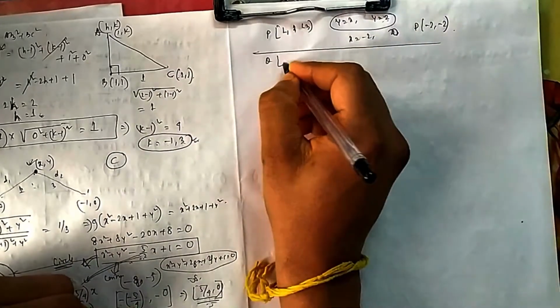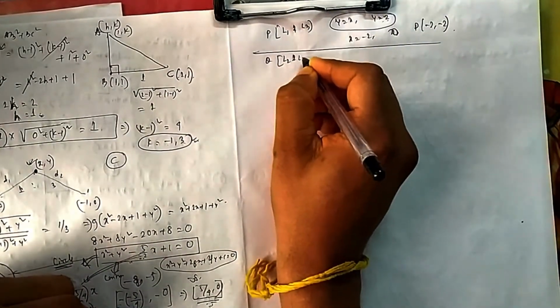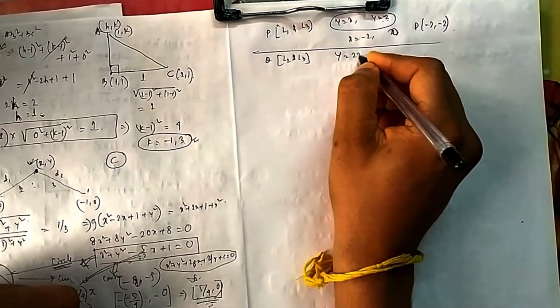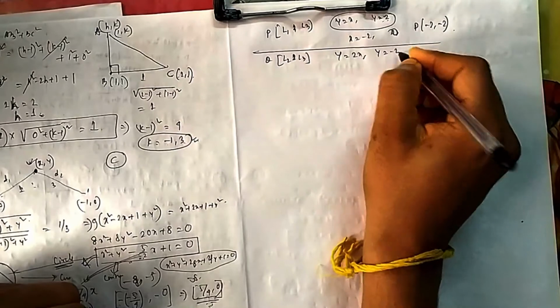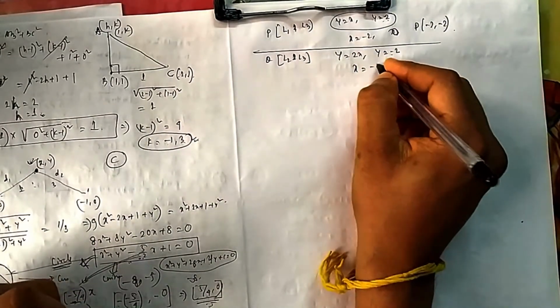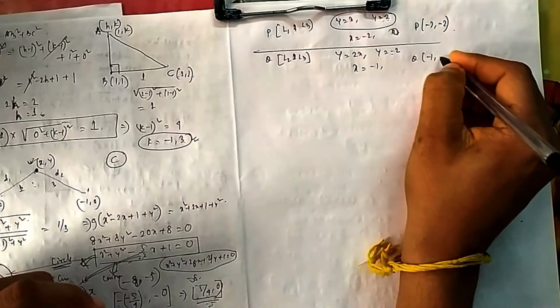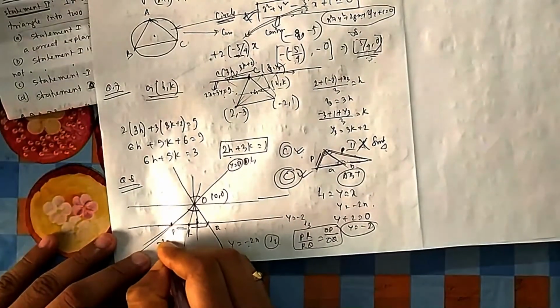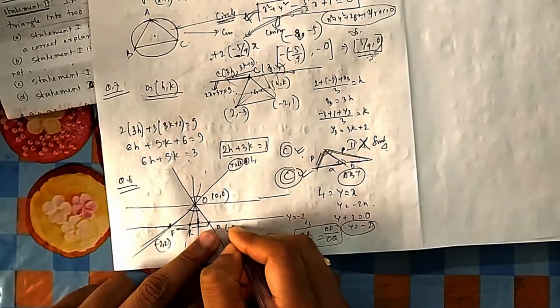Similarly, the coordinate of Q comes from L2 and L3. What is the L2 equation? L2 was y equal to minus 2x and L3 is y equal to minus 2. If you put it there, y equal to minus 2 is directly given, so x is equal to minus 1. So Q is minus 1 comma minus 2. So you got both points P and Q. This is minus 2 comma minus 2, and this is minus 1 comma minus 2.